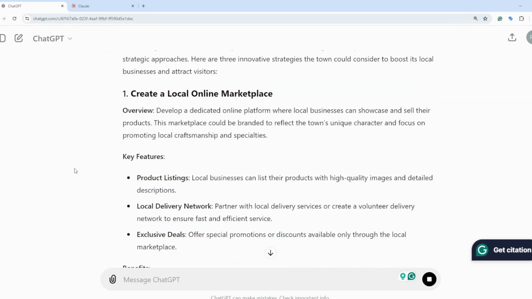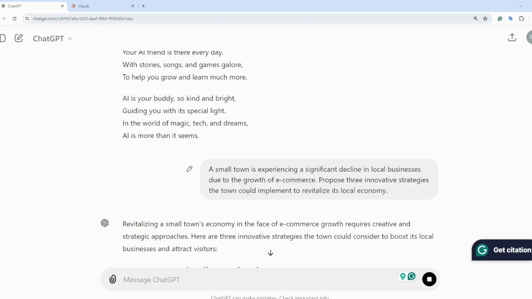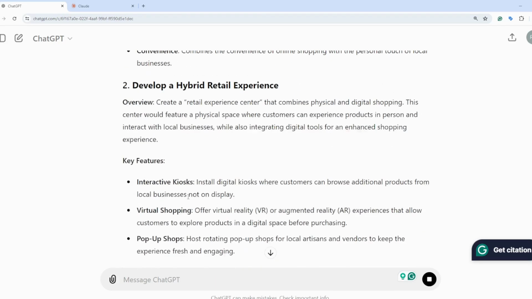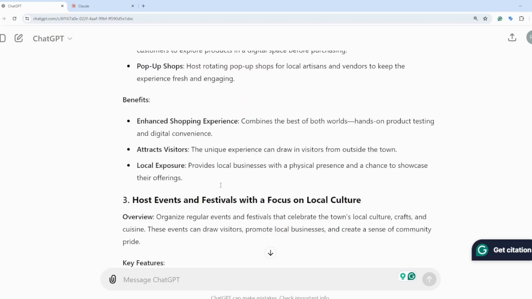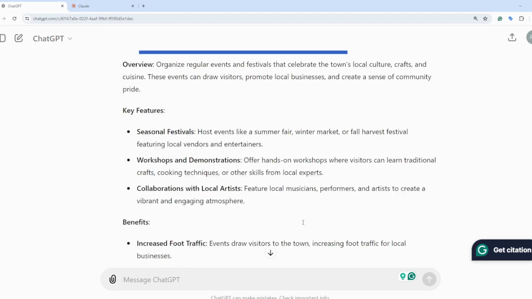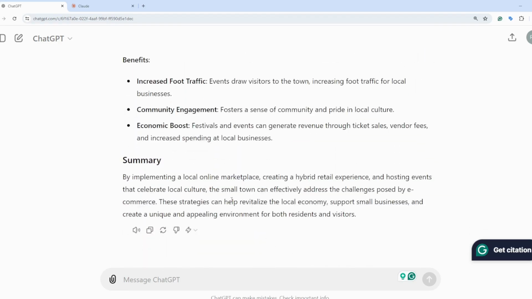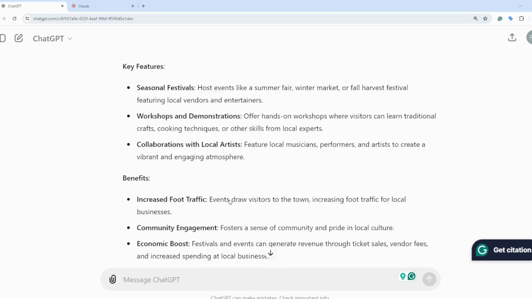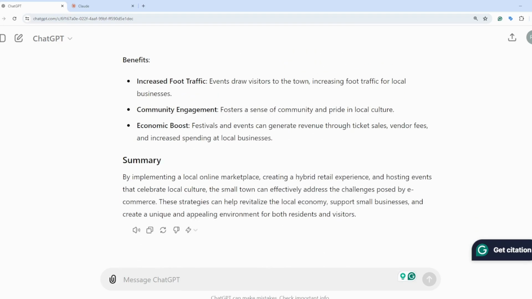All right, so we were looking for 3 innovative strategies. Let's see. So this is strategy number 1. Strategy number 2, develop a hybrid retail experience. And third, host events and festivals with a focus on local culture. So these are the three strategies that you can implement if you are facing this problem. So this is how you can give the prompt.